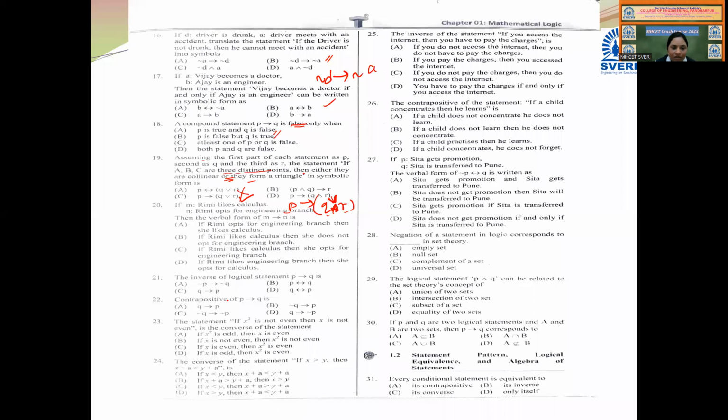Rimi likes calculus. Rimi opts for the engineering branch. Then the verbal form of M implies N? If-then, one arrow means if-then. Option C: Rimi likes calculus, then she opts for the engineering branch. Right, option C. Correct. Everybody is getting it.